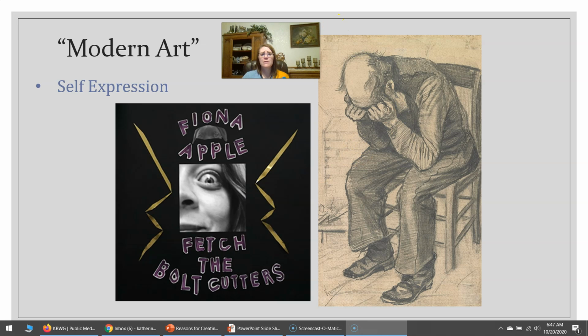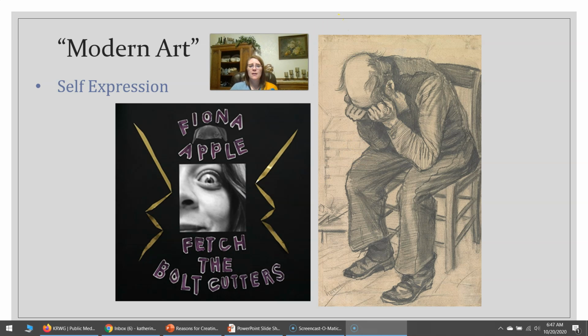Okay, so another reason for art is self-expression. I think the George Floyd picture was, of course, a really important self-expression, like about grief and honoring George Floyd. But artists in modern times can just make art to express themselves.